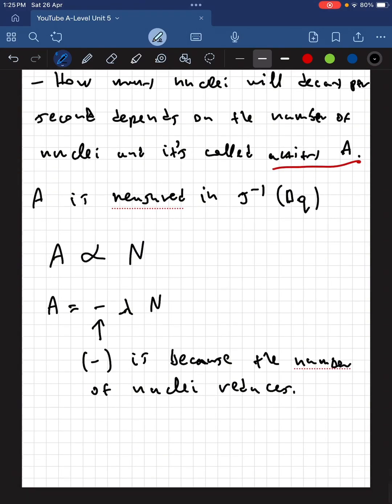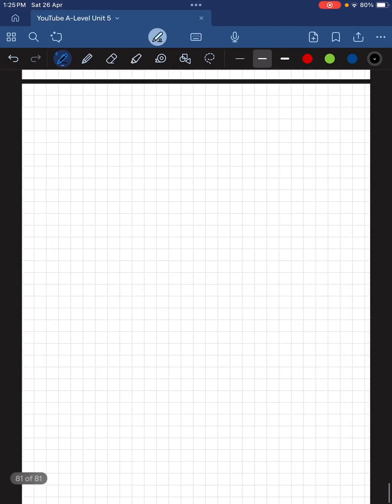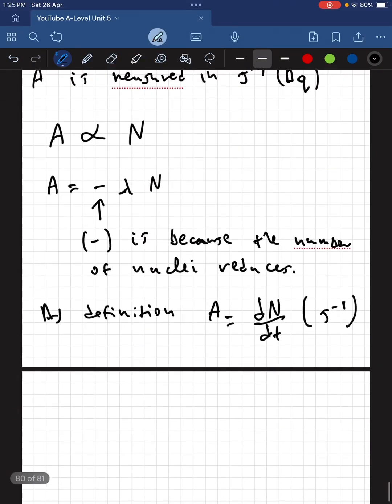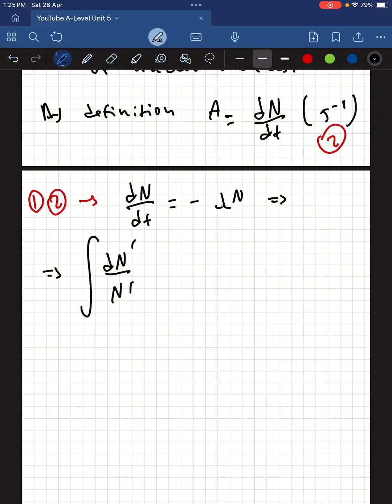So, since by definition A is the number of nuclei that decay per second, then this is given by dN over dt in seconds to the -1. Okay, so let's call this equation 1 and let's call this equation 2. From 1 and 2, we find that dN over dt is minus lambda N. Okay, so we can integrate this. This is a simple differential equation.